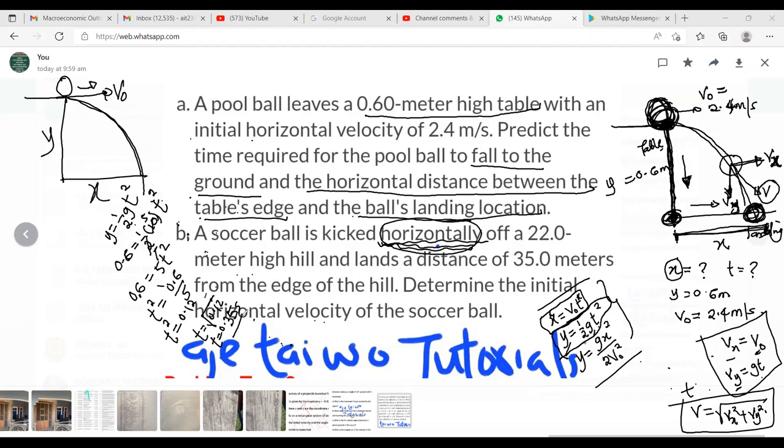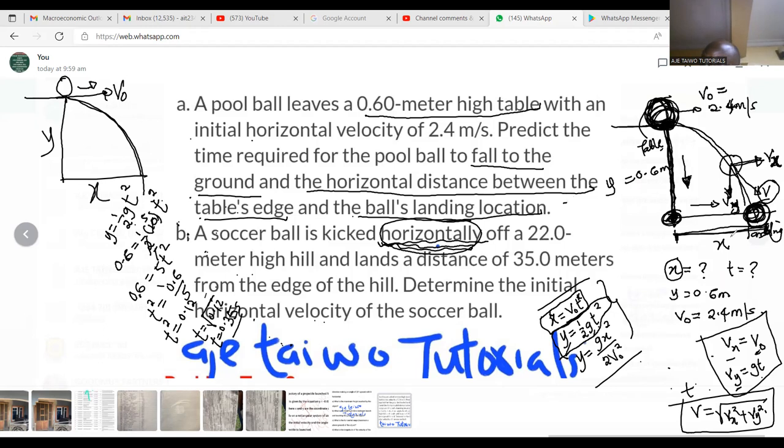All right. So let's see number three. We have gotten time t as 0.35 seconds, which means it takes the ball that long to come from this place and land here. Now we are asked to find the horizontal distance traveled.